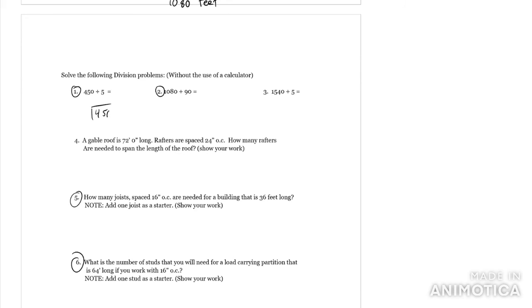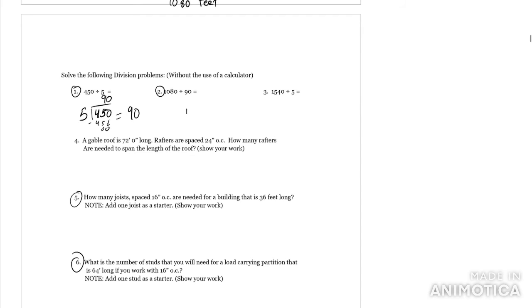So to set this up, 450 divided by 5. I am looking for the first set of numbers that work. So 4 does not go into 5, 45 does, that goes in 9 times. So then I get 45, which gives me 0. I bring down the new 0 when I subtract. And then 5 goes into 0, 0 times, there's no remainder. So my answer is 90.